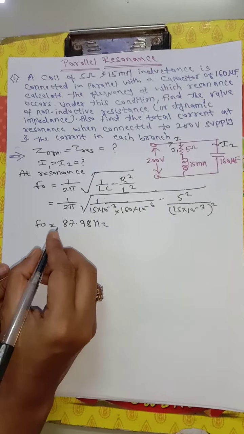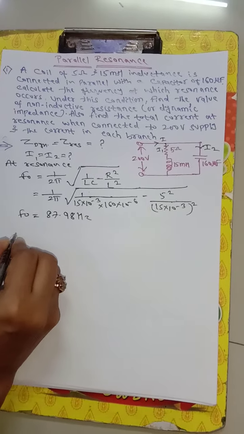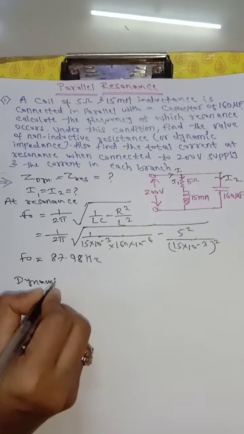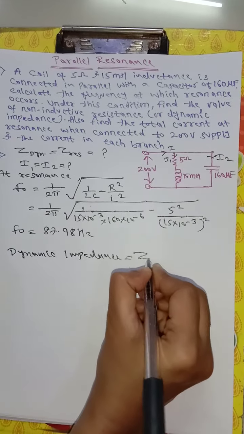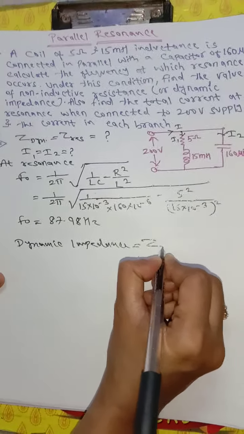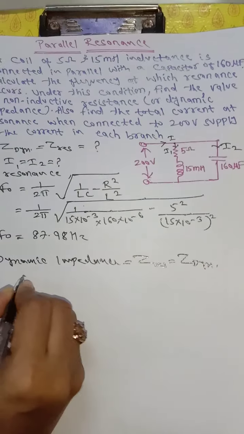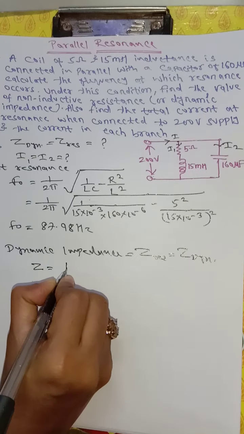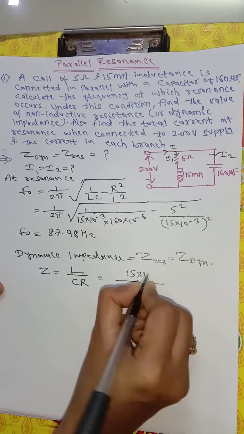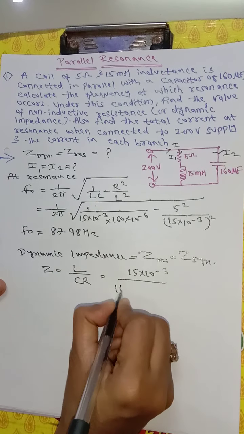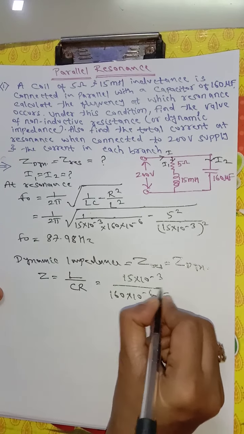Switching to the next point, how can we calculate the dynamic impedance? The dynamic impedance is denoted by Z; in many cases Z resonance or Z dynamic, likewise the notation will be there. This Z will be equal to L by CR. So what is my L? Already mentioned, 15 into 10 raised to the power minus 3. What is my capacitor? 160 into 10 raised to the power minus 6, and what is my R? That is nothing but 5.